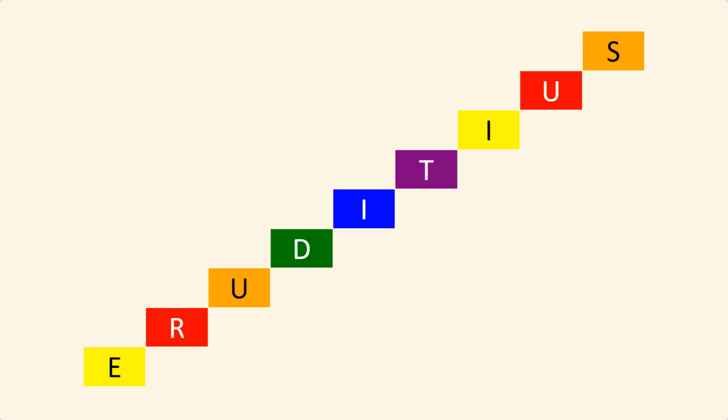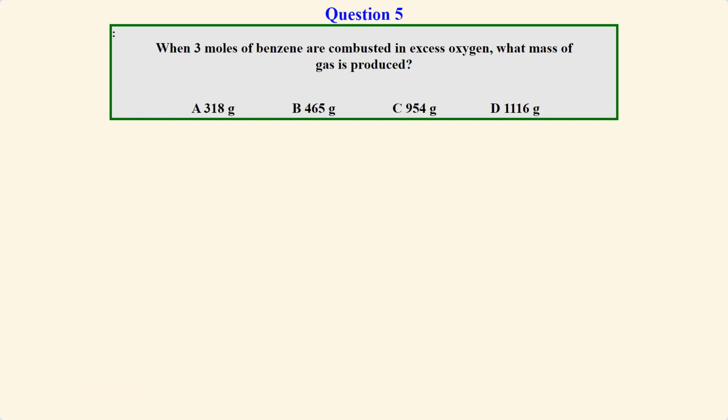In this video we'll look at the solutions to question 5 and 6 in the combustion and thermal decomposition series. So let's get started. Here's question 5. When 3 moles of benzene are combusted in excess oxygen, what mass of gas is produced? As before, first of all we'll write down the structure of benzene. There it is, the benzene ring, and the molecular formula of benzene is C6H6.